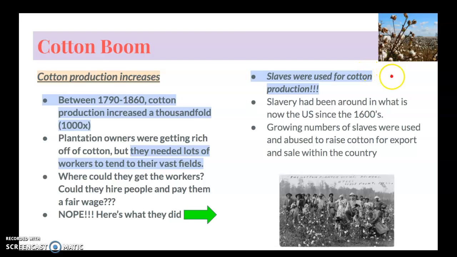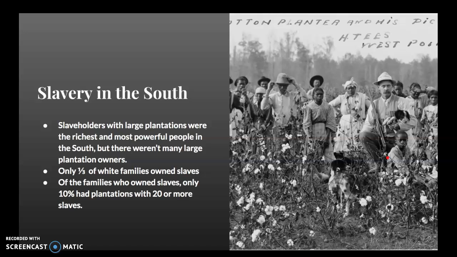Slaves had been in the United States, or what's now the United States, since 1619. We just passed the 400-year anniversary of that. So growing numbers of slaves were used and abused to raise cotton for export and sale within the country. So let's look at some aspects of slavery in the South.